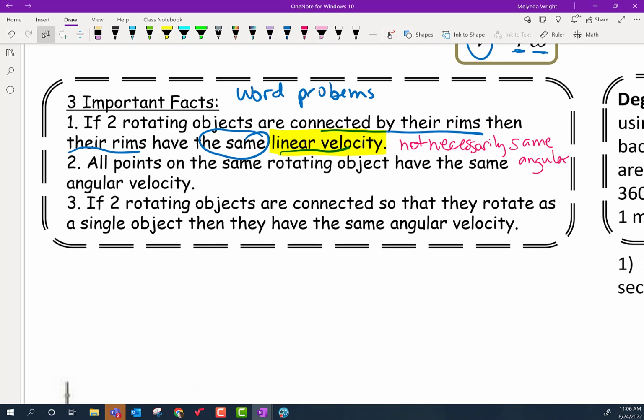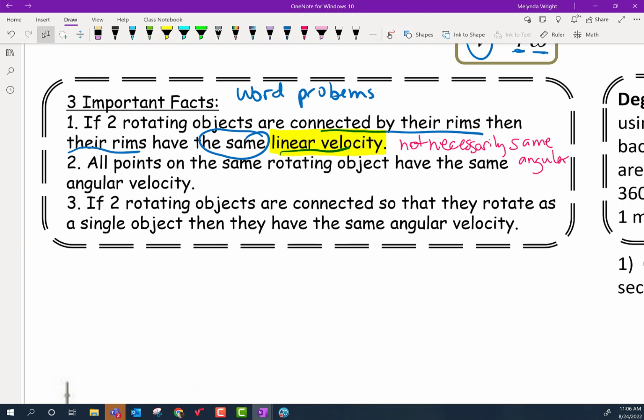So number 2, all points on the same rotating object have the same angular velocity. That goes back to the example I gave you about that piece of playground equipment, right? It doesn't matter where you're standing on that circle, you're going to rotate around the same number of times. You're going to accumulate the same number of angle measures. If you rotate 2 times around, then that would be 4 pi, because 1 time around a circle would be 2 pi. You with me? Same angular speed.